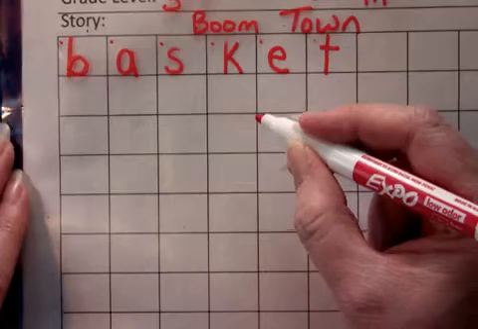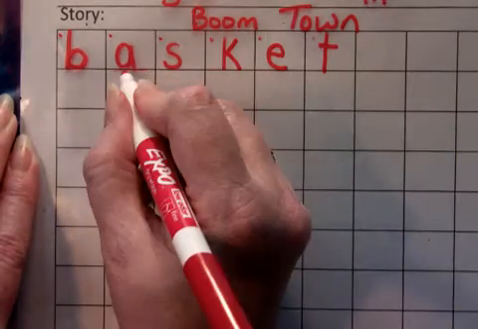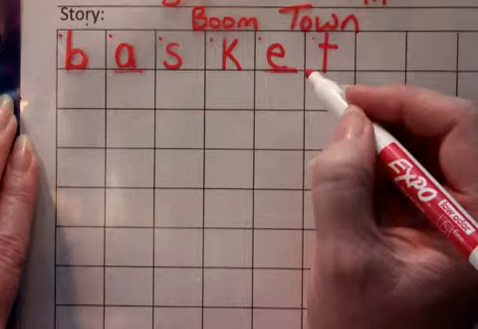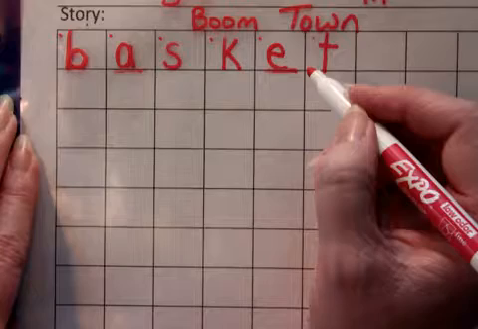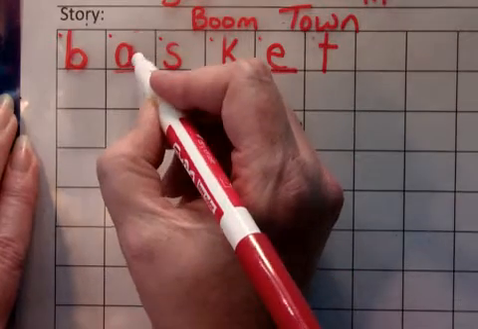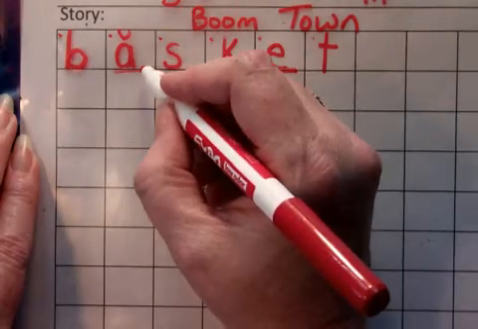So our word is basket. So I find my vowels. Let's underline our vowels. We have two vowel sounds. That means we have two syllables. A is a short sound, because it's a closed syllable.